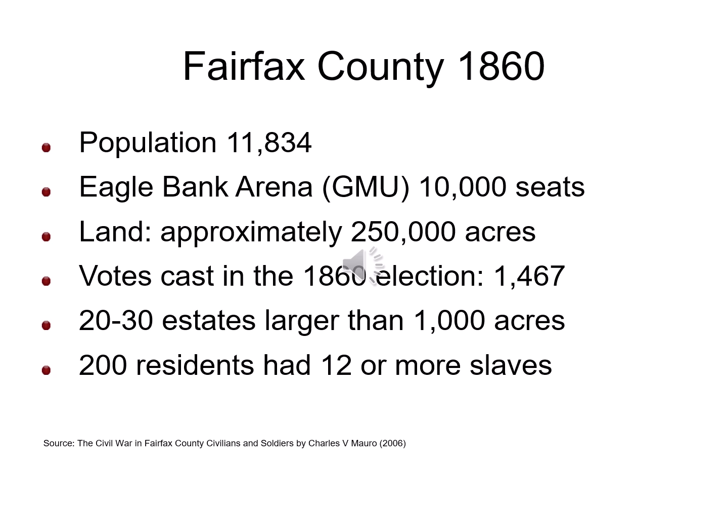In the 1860 census, Fairfax had a population of 11,834. To contrast that with today, the Eagle Bank Arena at George Mason University can hold over 10,300. So you can imagine the arena full of people spread across the 250,000 acres of Fairfax County. In the 1860 presidential election, Fairfax cast 1,467 votes. We'll compare that to how many votes were cast in the 1861 secession vote.